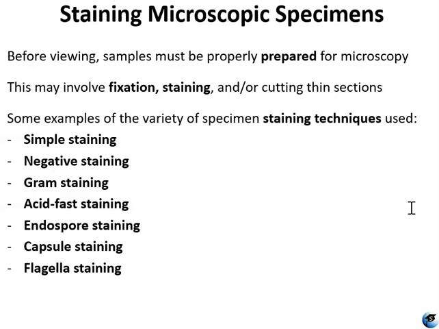Simple and negative staining is used to determine cell morphology. Gram and acid-fast and also endospore and capsule stains are used to identify structural elements of bacterial cells, like their cell wall components or their virulence factors. Flagella staining allows for visualization of flagella and identification via observed flagellar arrangements.